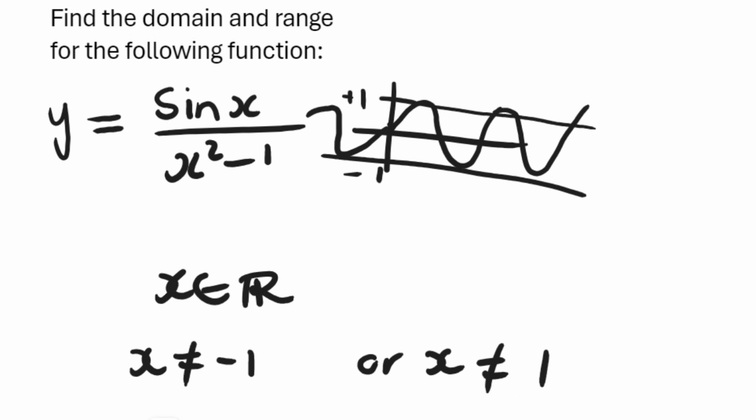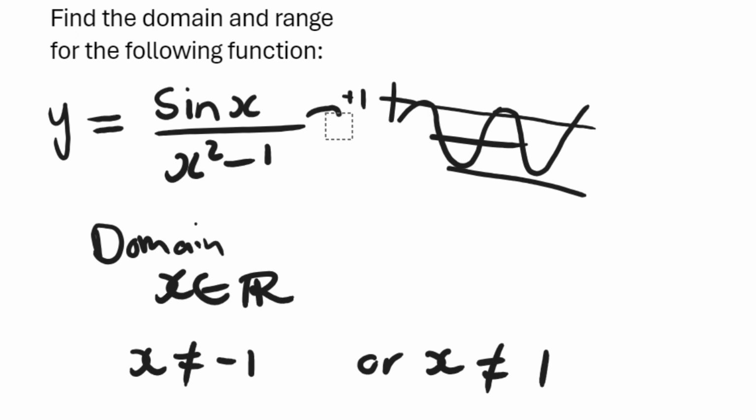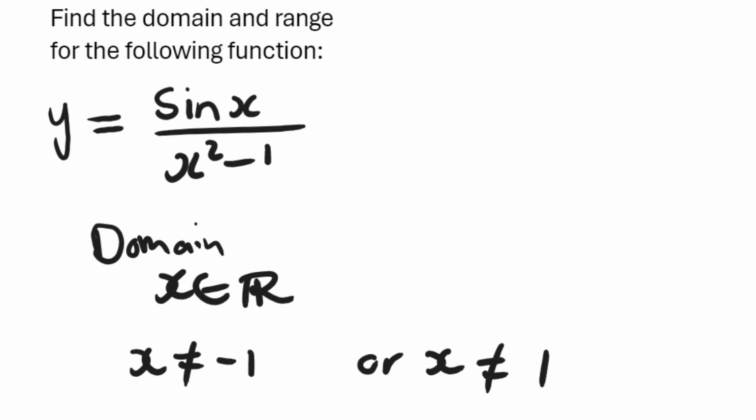Now let's look at the range. What's going to happen with the range? We take the limit as x goes to the following values. We check the limit as x goes to negative infinity. The only way to attack negative infinity is from the right.